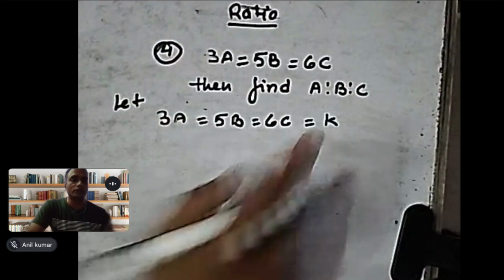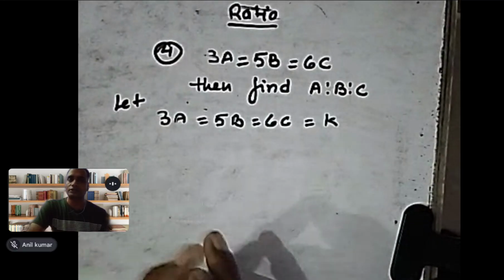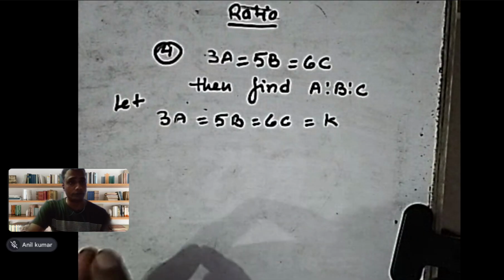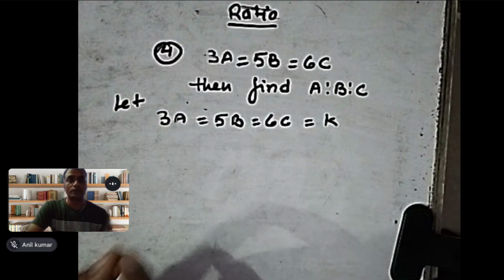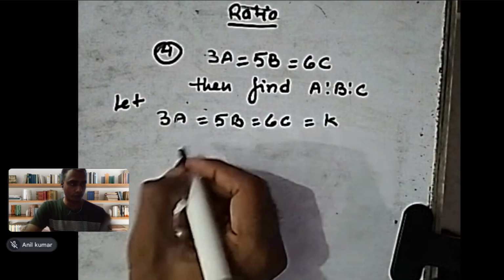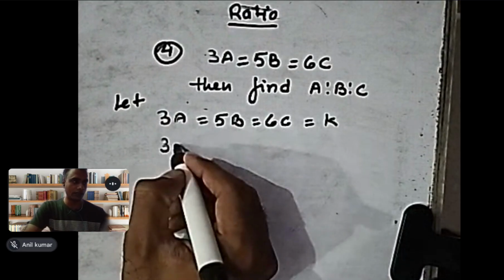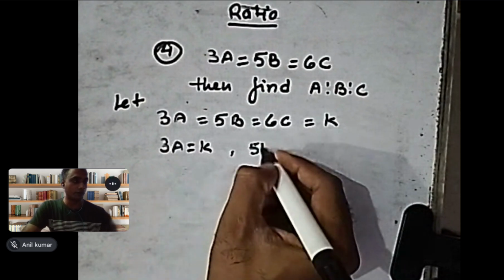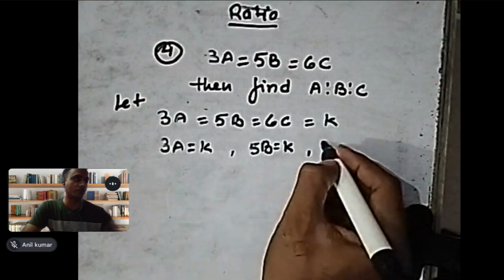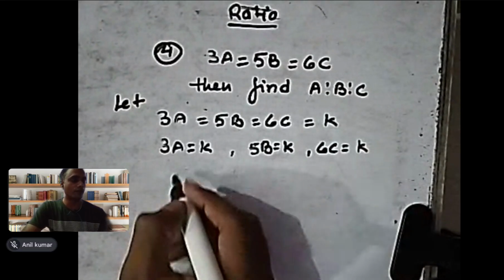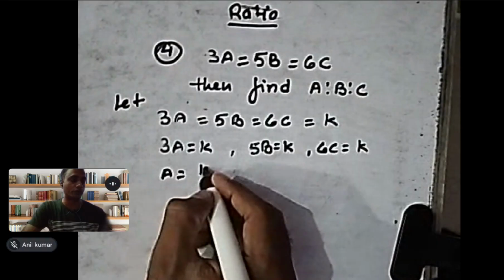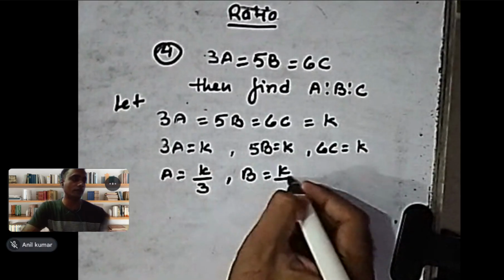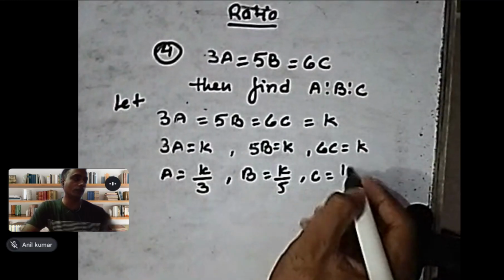So I highlighted that these values are equal, because when you have to find a ratio, there must be a common number that is cancelled. So you can write 3a equals k, 5b is also equal to k, and 6c is also equal to k. From here you will get a equals k over 3, b equals k over 5, and c equals k over 6.